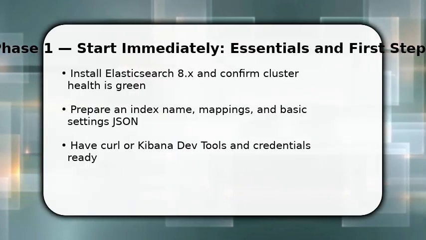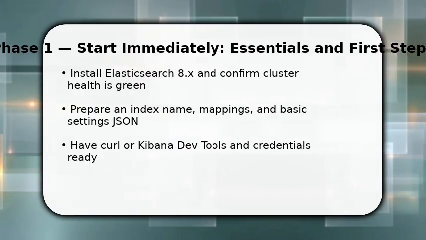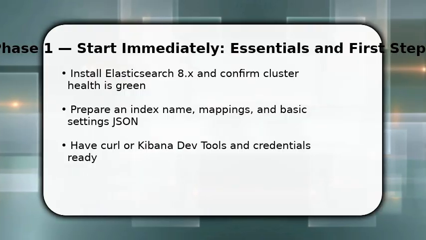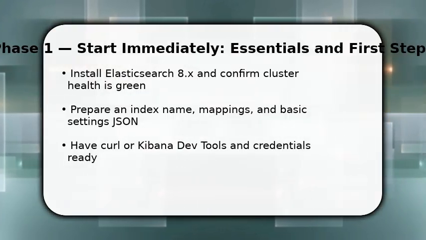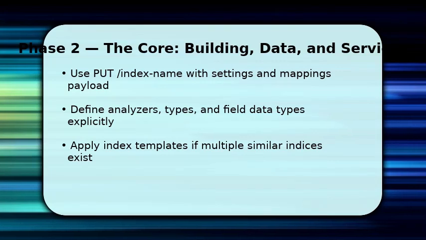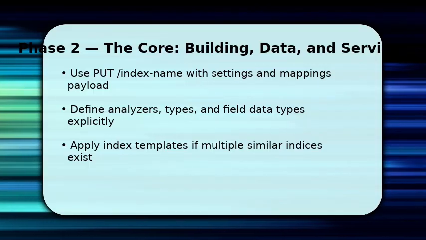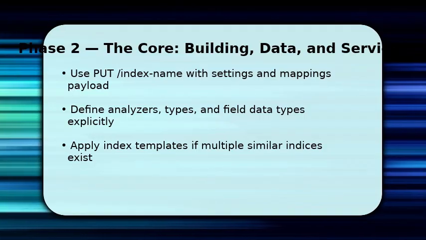You do this because explicit mappings prevent mapping explosions and improve search performance, so apply these definitions before ingesting real documents. You now execute the detailed creation step. Use a PUT request to /your-index-name with settings for replicas, shards, and analyzers, plus mappings for each field. Make sure to choose keyword versus text appropriately so aggregations work and full text works as intended.